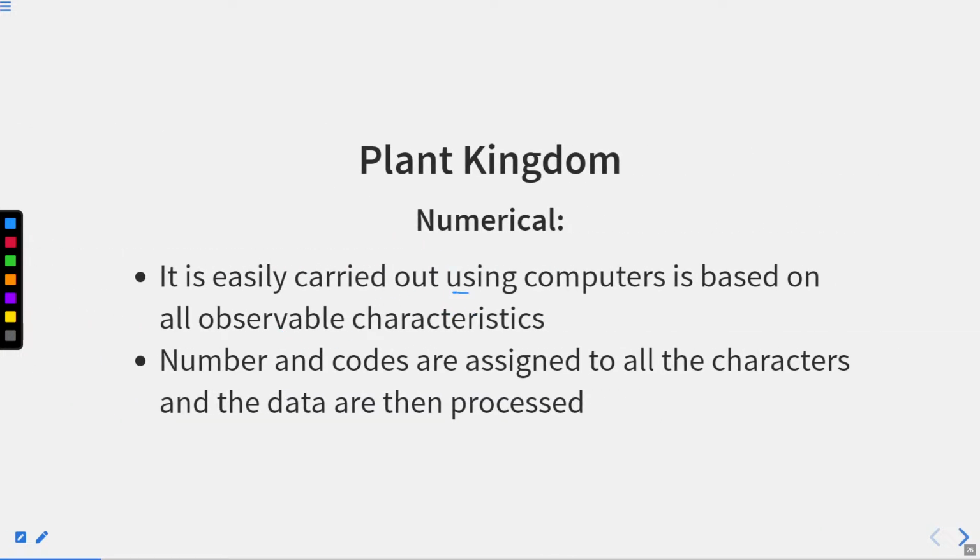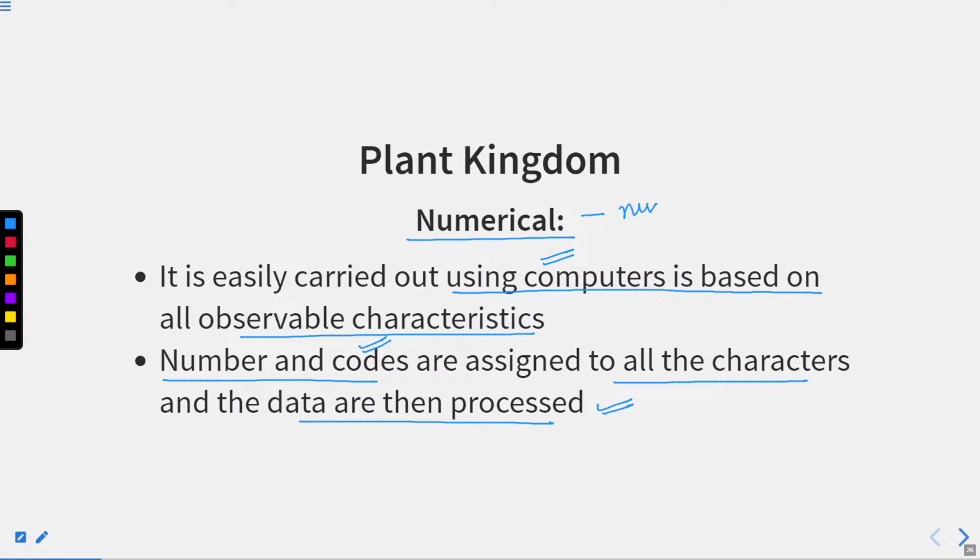It is easily carried out using computers and is based on observable characteristics. Numbers and codes are assigned to all the characters and the data are then processed. So all these numerical data are fed into computers, and then we process that data and get some statistical results. On the basis of that, we can develop some code, and from that code, we can classify the organism. All the organisms that have a similar code will be put in one group.